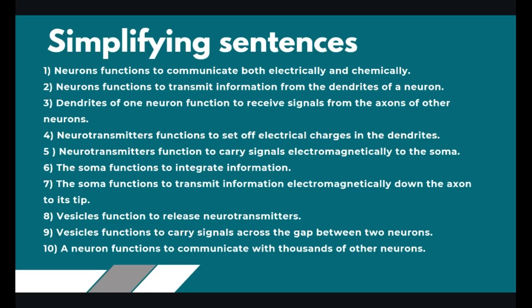The soma functions to integrate information. Next, the soma functions to transmit information electromagnetically down the axon to its tip. The next, the terminal functions to release neurotransmitters. It functions to carry signals across the gap between two neurons. The last, neurons function to communicate with thousands of other neurons.